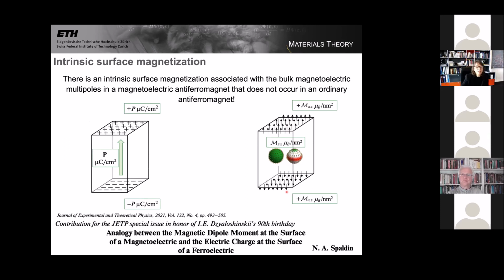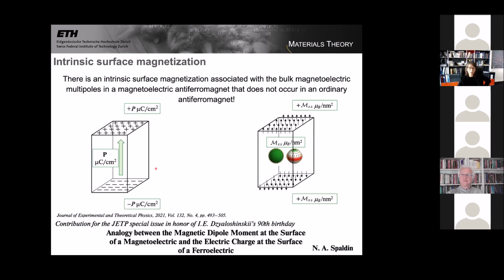And you can see that this is really analogous to the ferroelectric polarization. Here's my electric dipole per unit volume in a ferroelectric. The units of electric dipole per unit volume are charge per unit area. And when I cut a ferroelectric perpendicular to the polarization, I have a surface charge. The polarization is a vector, so it's positive on the top and negative on the bottom.